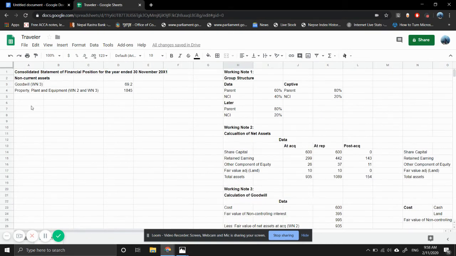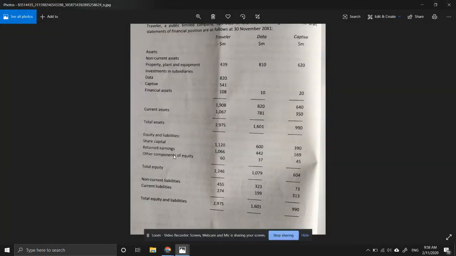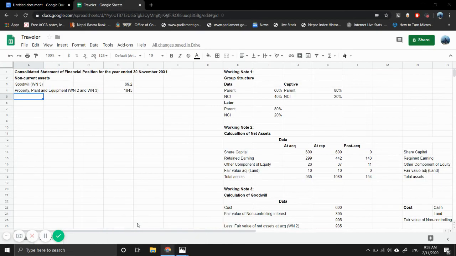Once that's done, what do we have over here? Investment in this. Investment is not there, we don't need to worry about that. Financial asset, what do we do about financial asset?